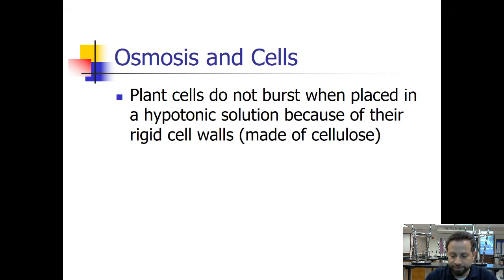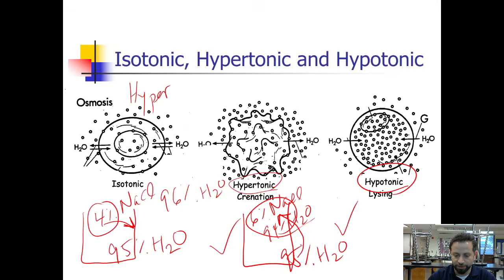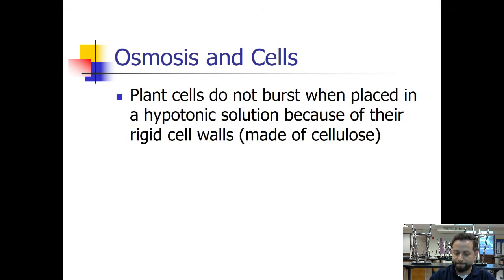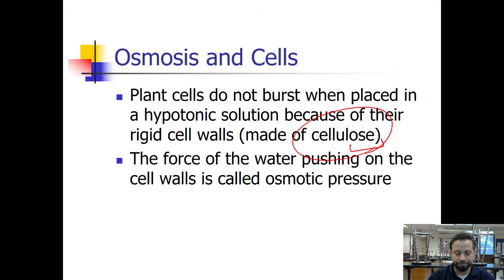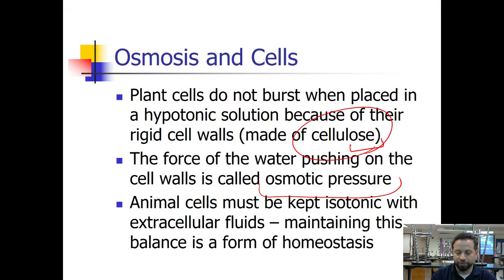So plant cells, they don't burst when you put them in hypotonic solution. So going back here, remember we were talking about this, and I was talking about how they sort of become like a hippo, sort of almost like blow up. With plant cells, that doesn't happen because of the rigid cell walls, which is made up of cellulose. Remember that? And how do we know that cellulose is a sugar? It's got that OS or OSE ending. So the force of the water pushing on the cell walls, we call that osmotic pressure. It's an important word to know.